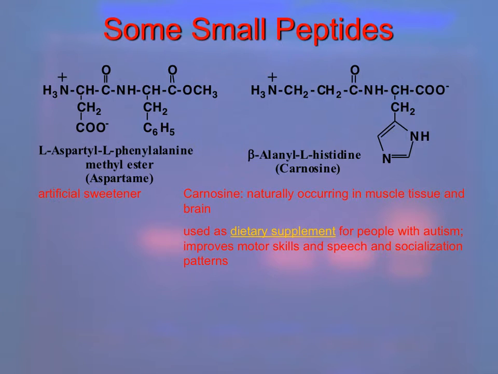Next to it, I've got beta-alanine L-histidine. Notice it says beta-alanine because this is when the amino group has been shifted from the alpha carbon to the beta carbon. Beta-alanine L-histidine is carnosine. Carnosine is actually a muscle supplement, or can be used as a muscle supplement. Don't confuse it with carnitine, which is slightly different.